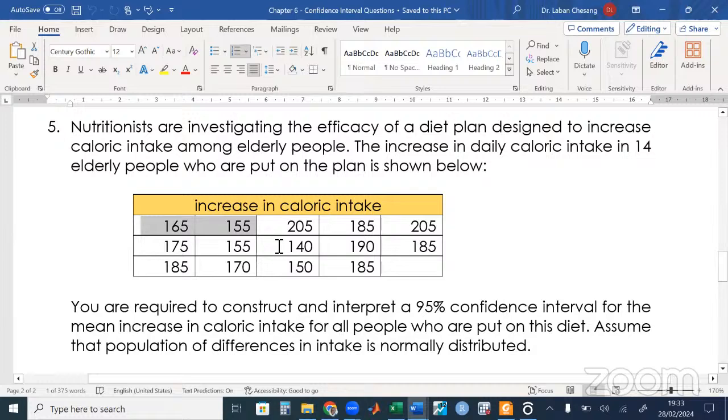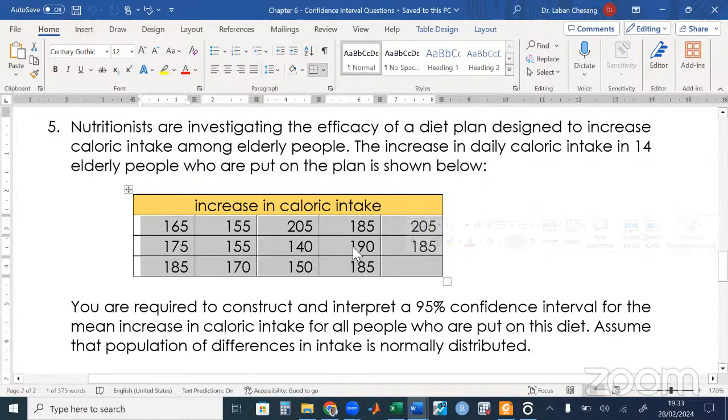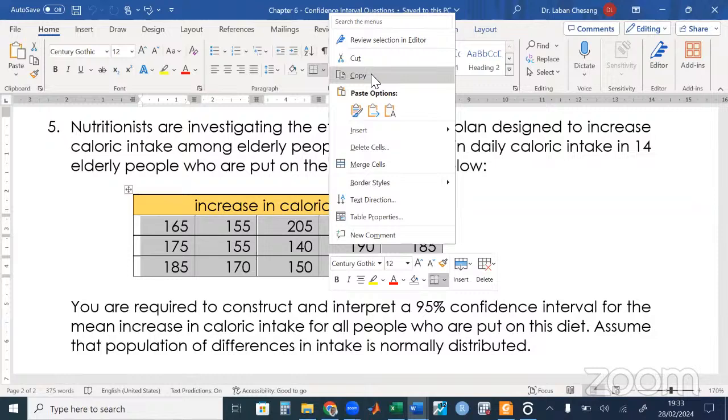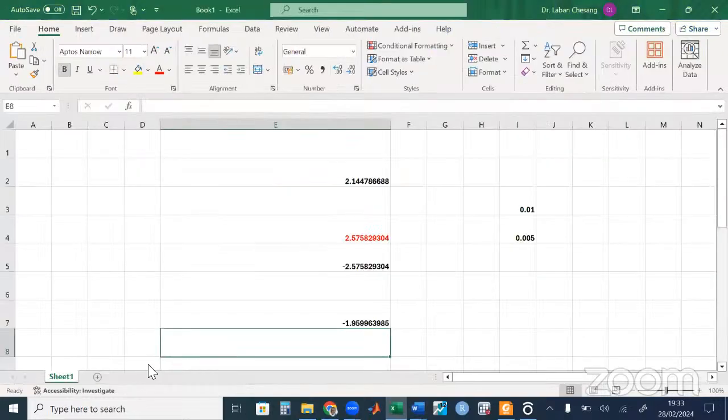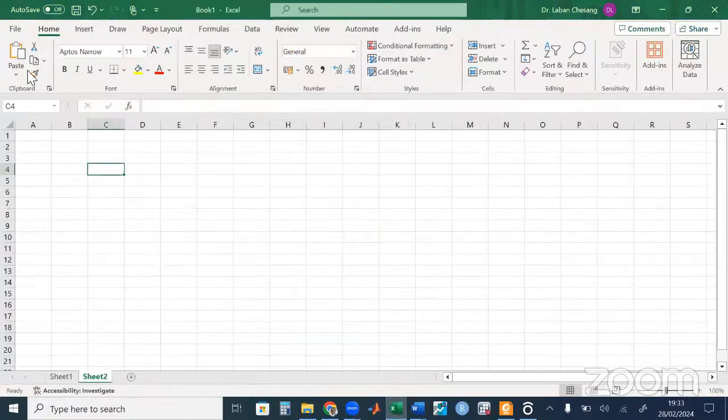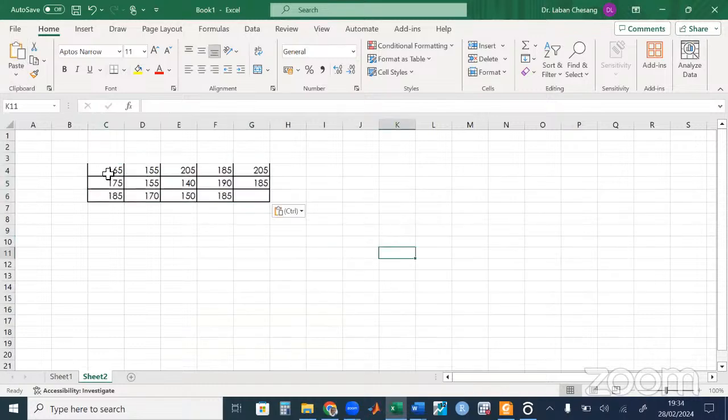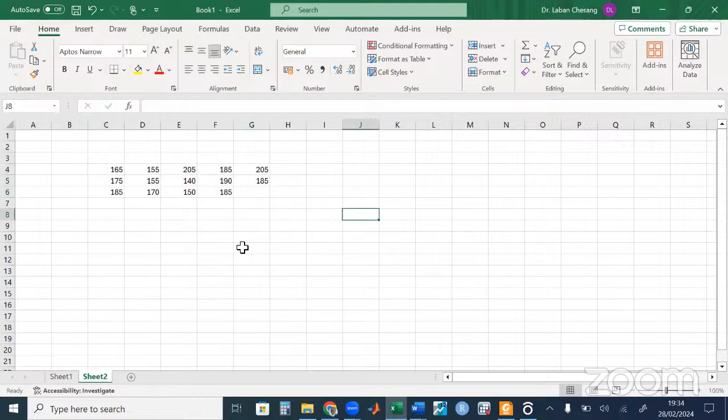First of all, let's pick the sample, the data that we have. I'm copying this. Let me transfer them to Excel for very quick answers to what we're looking for. So I'm copying the data. I've copied this data set. I want to put them into Excel. Let me put them here. So that is the data set we have. How do I get the mean?